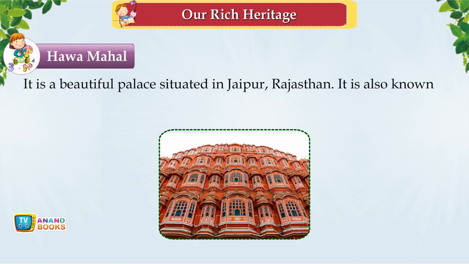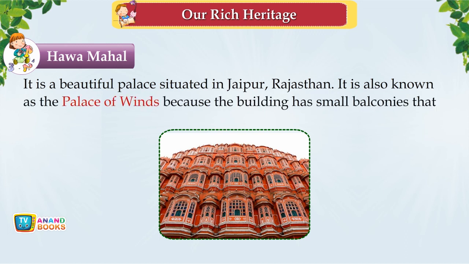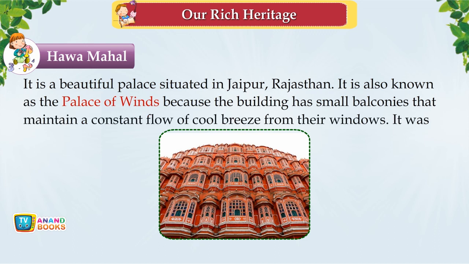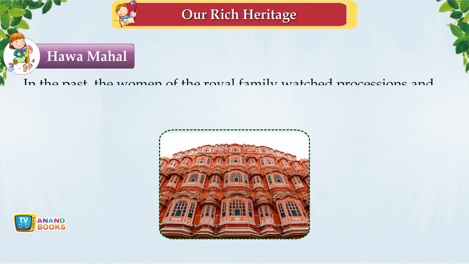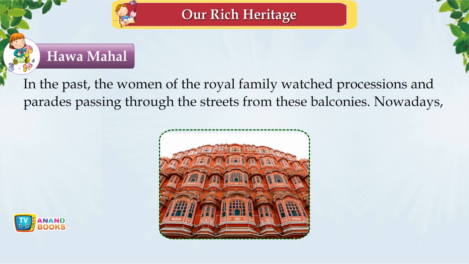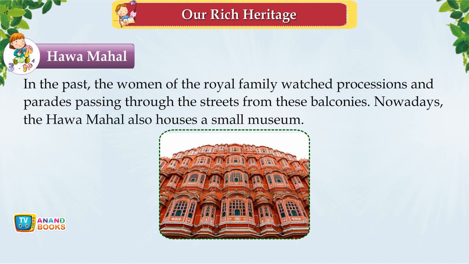Hawa Mahal. It is a beautiful palace situated in Jaipur, Rajasthan. It is also known as the Palace of Winds because the building has small balconies that maintain a constant flow of cool breeze from their windows. It was built in pink and red sandstone by Maharaja Savai Pratap Singh II. In the past, the women of the royal family watched processions and parades passing through the streets from these balconies. Nowadays, the Hawa Mahal also houses a small museum.